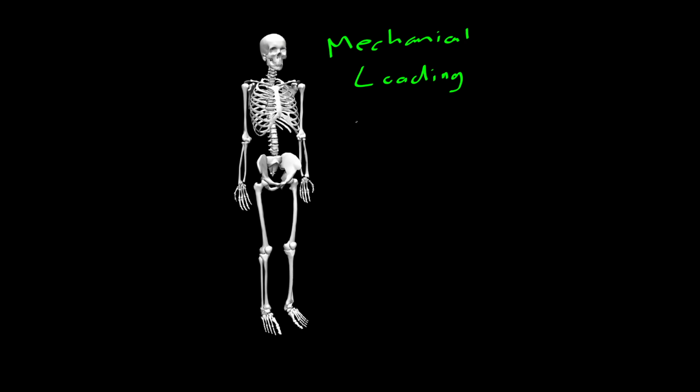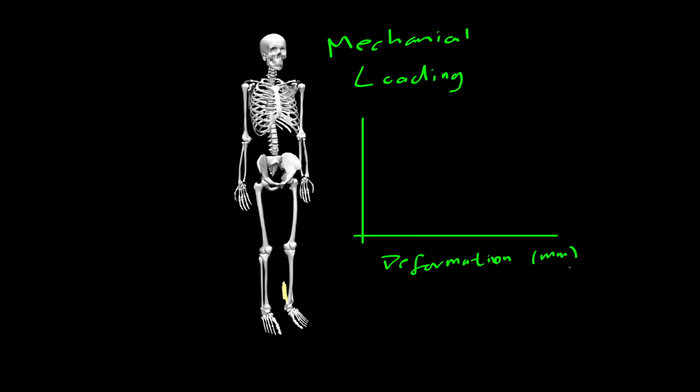And in this unit, we started out from a very simple idea of taking a piece of tissue, like maybe the Achilles tendon, and plotting its deformation, maybe you measure that in millimeters, as a function of the applied force. And we saw that there's some characteristic shape to that.